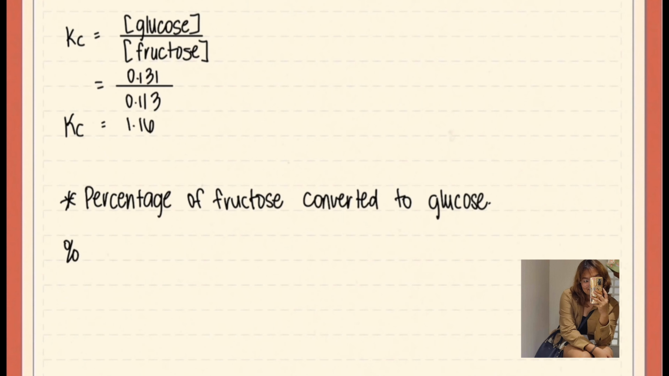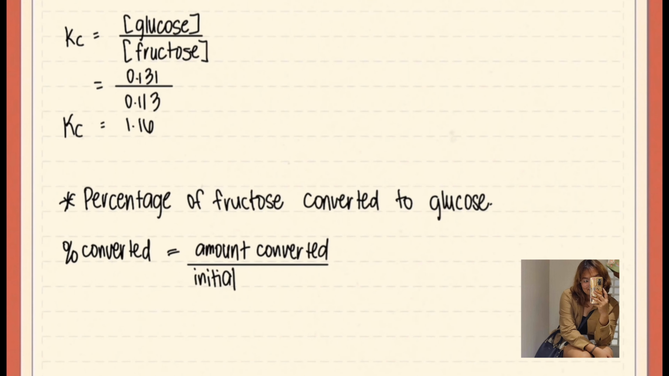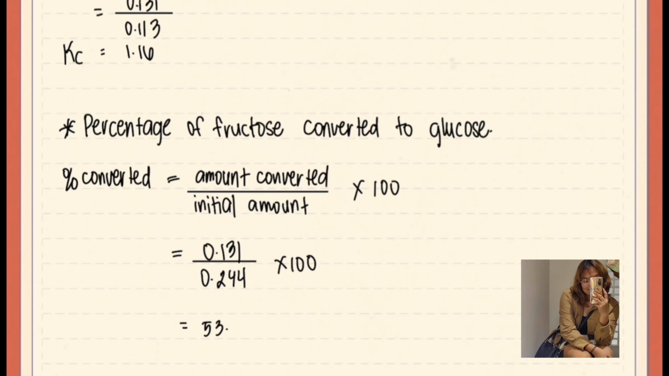To get the percentage of fructose converted to glucose, the percent of fructose converted is equal to the amount converted over the initial amount multiplied by 100. Substitute the values and we will get 53.7%.